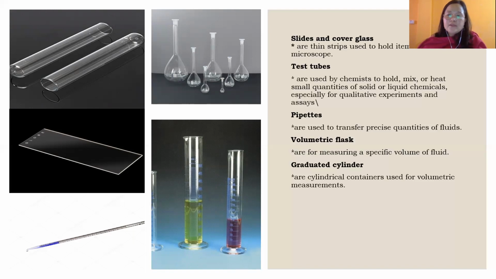Pipettes are a type of glassware used to transfer precise quantities of fluid from one container to another container. Volumetric flask and graduated cylinders are two forms of glasswares. You can see this volumetric flask and graduated cylinders. These are also used for transferring fluid from one container to another. At the same time, the volumetric flask is also useful to store reagent.